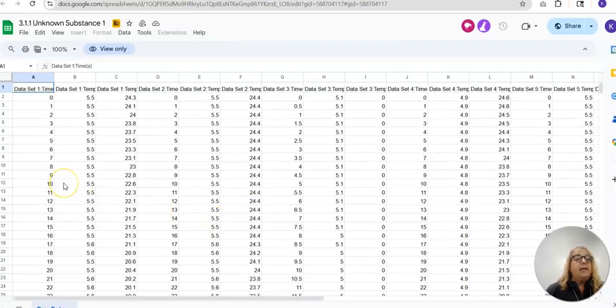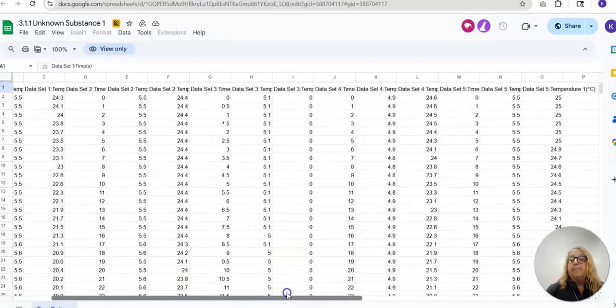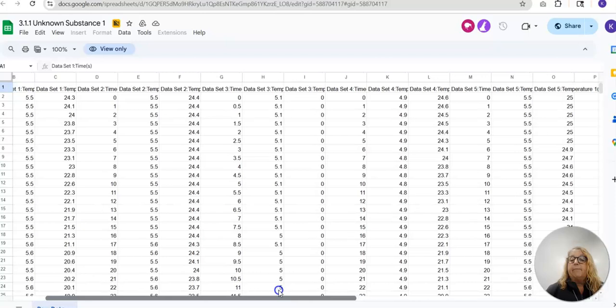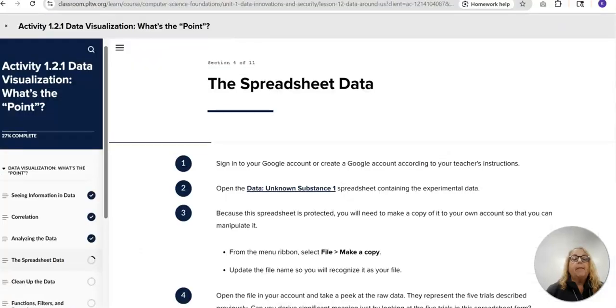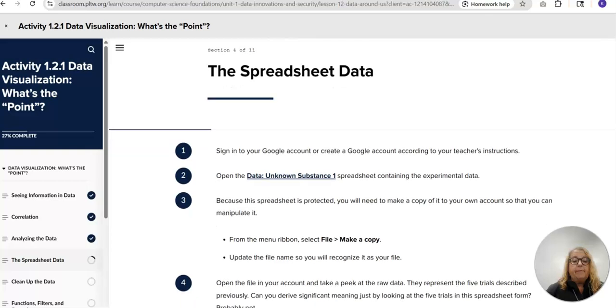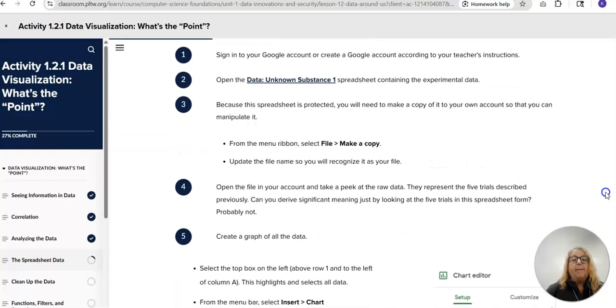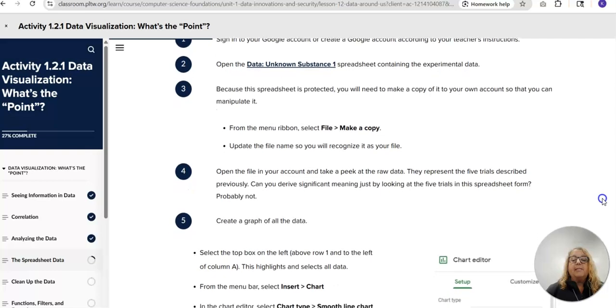So you can see it has all kinds of information. Here's data set 1, data set 2, data set 3, data set 4, and data set 5. We have all kinds of good stuff here. Because this spreadsheet is protected, you will need to make a copy of it to your own account so that you can manipulate it. From the menu ribbon, select File, make a copy, update the file name so you will recognize it as your file.